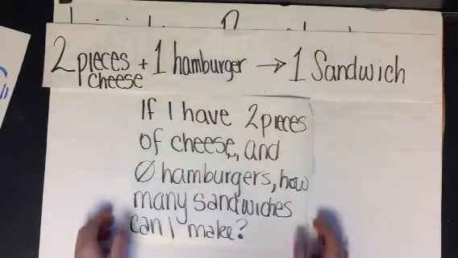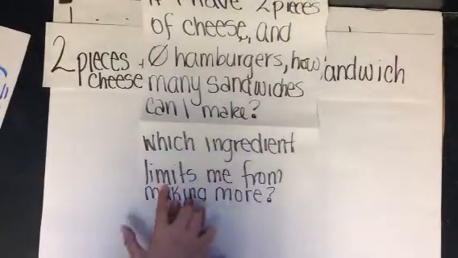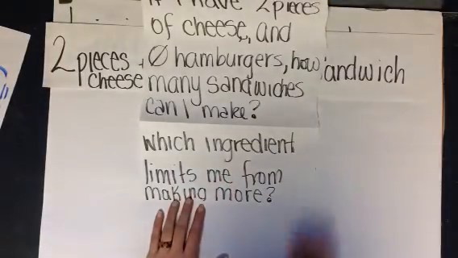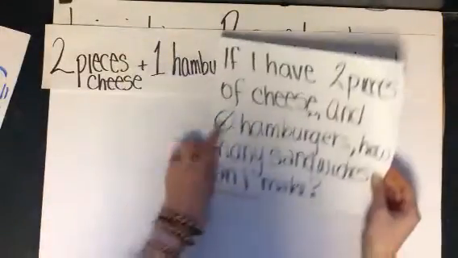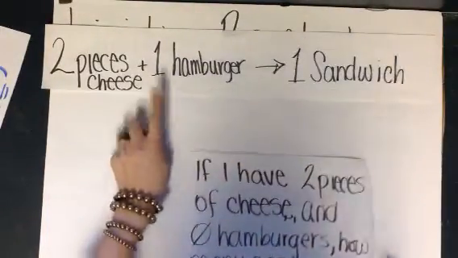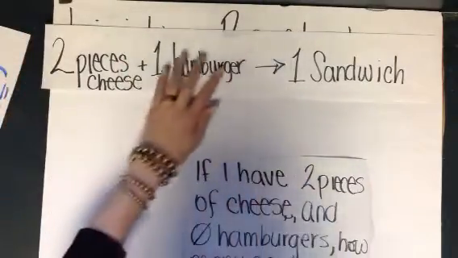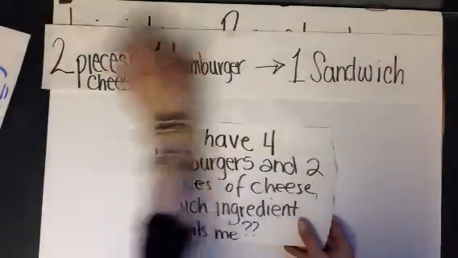So what limits you? Which ingredient limits me from making more, making the sandwich? Hopefully you said the hamburger, because you had 0 hamburgers. The hamburger reactant, right, pretend these are our reactants, limits me. All right, let's try another example. Different scenario, but same recipe here.